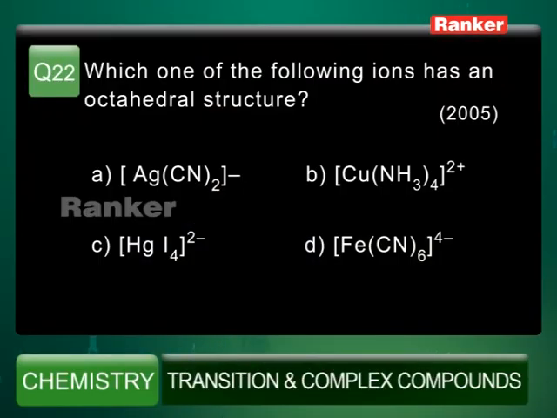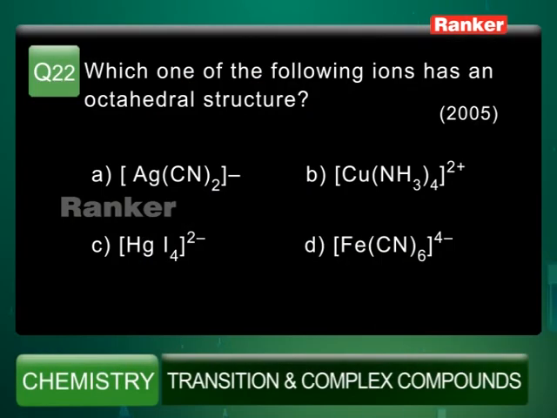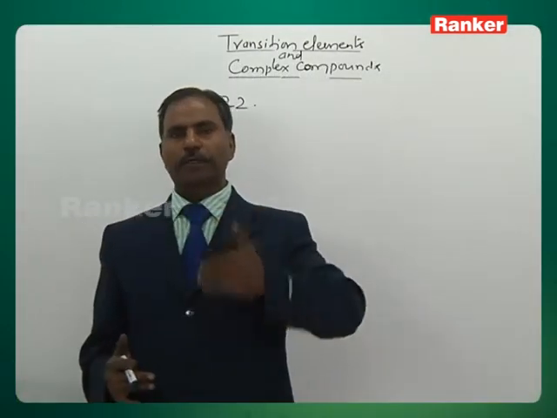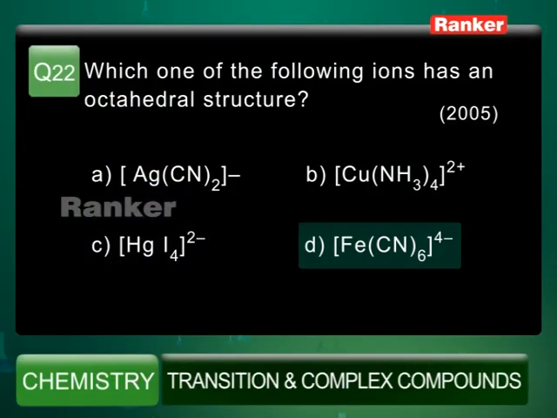Option C, HgI4, again has coordination number 4. And option D is Fe(CN)6. Coordination number 6 is definitely octahedral geometry. So, for question number 22, the answer is D.